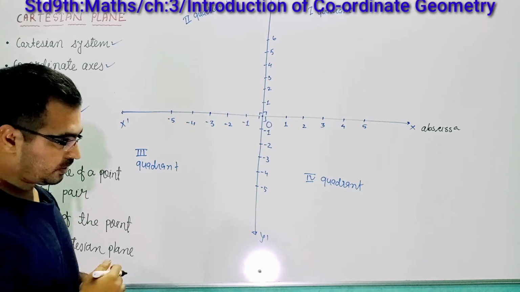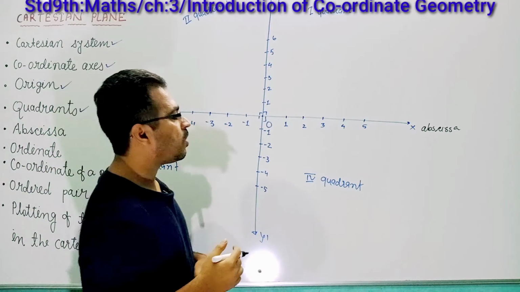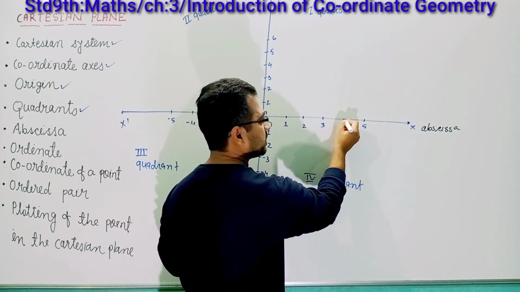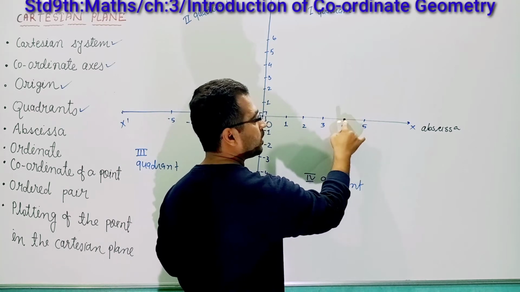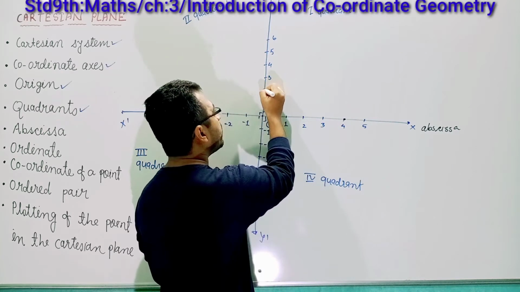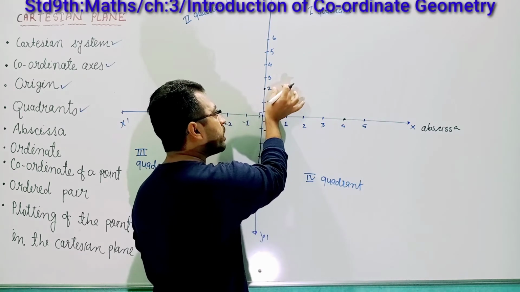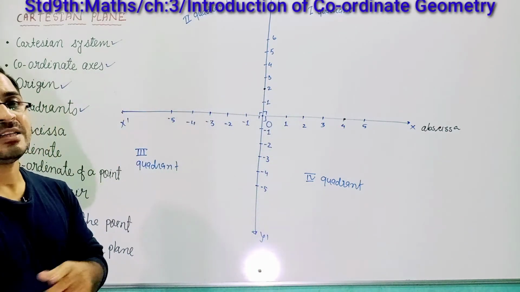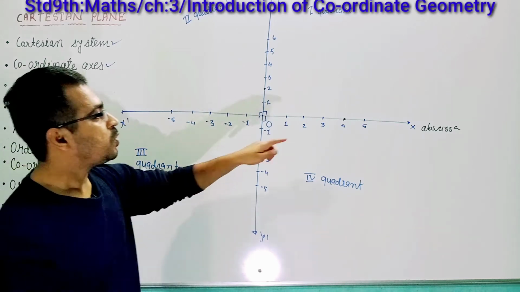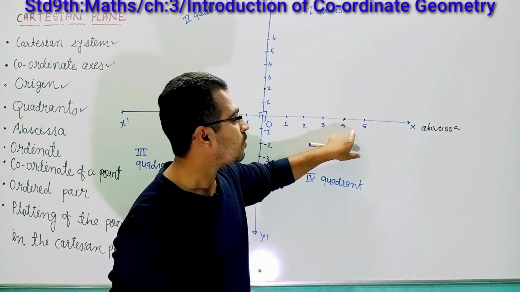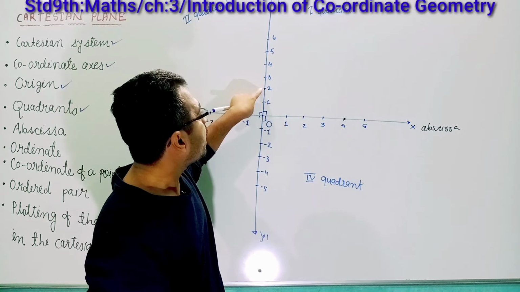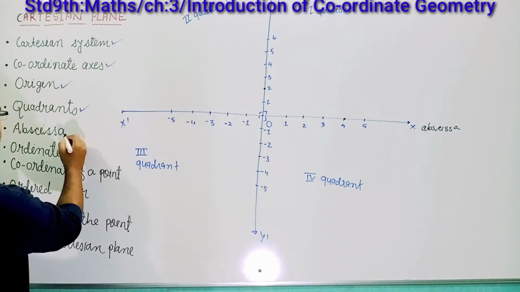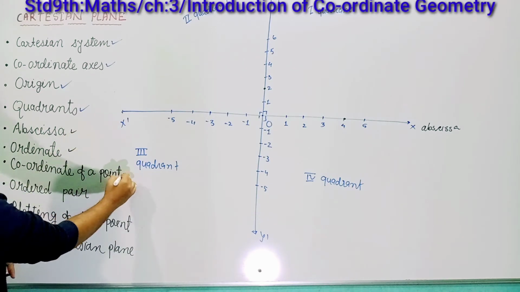Coordinate of a point. Suppose you want to find this point. You can write this point. These are the coordinates of the point. 4 is the coordinate on the x-axis. Here I am marking 2, which is the coordinate on the y-axis. Right students? Coordinate of a point.